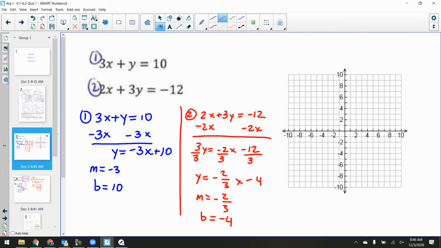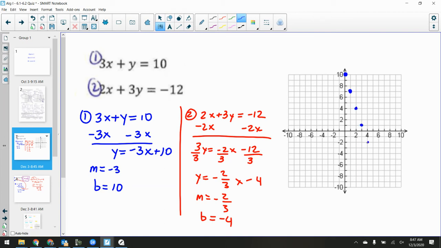Okay, so let's graph each line. Y-intercept of 10, slope of negative 3. Now, people, Carson, get off the phone. Which direction should the slope go? Down and to the right or up and to the right? Down and to the right, right? Because it's a negative sloping line. Down 3, right 1. Down 3, right 1.